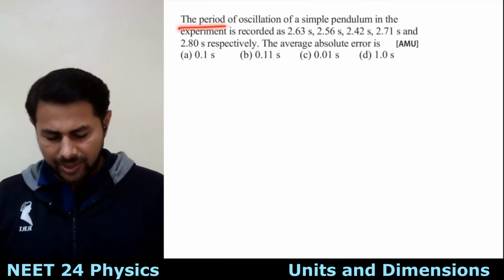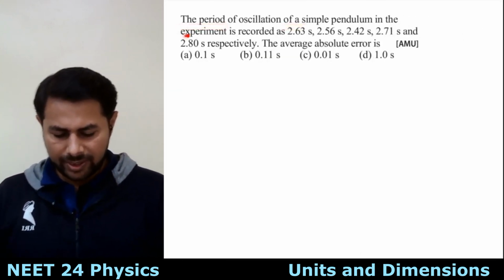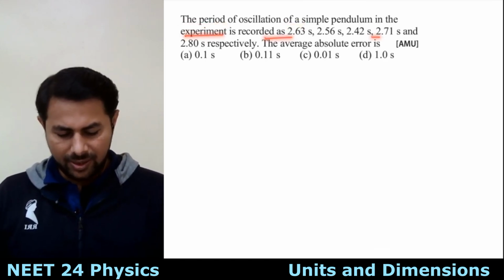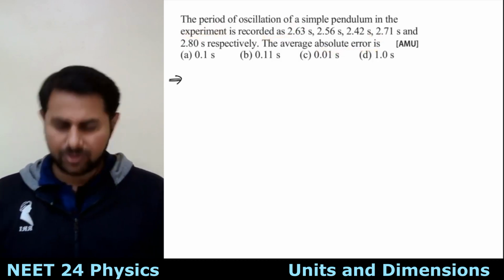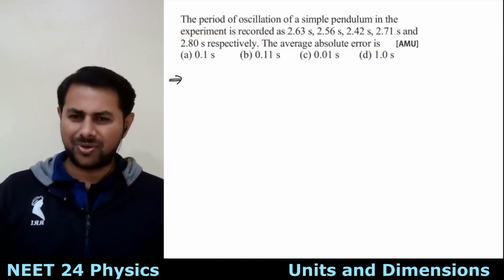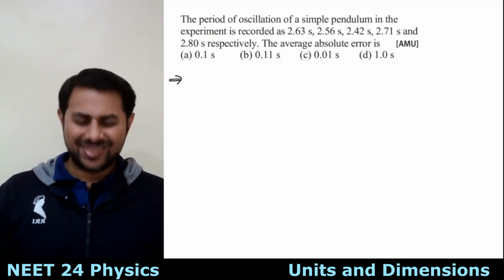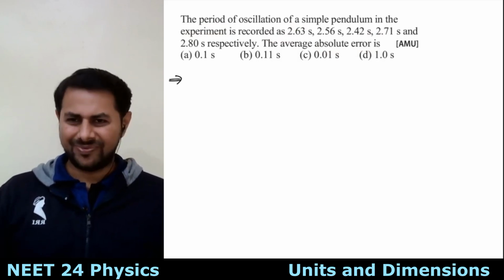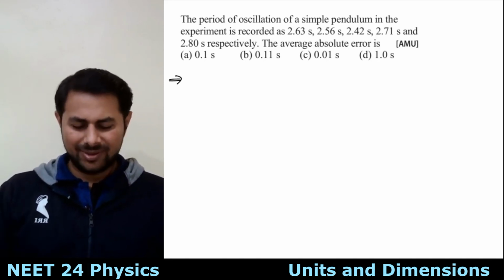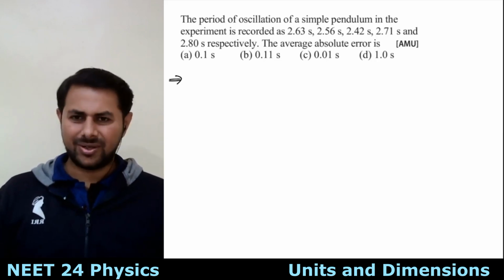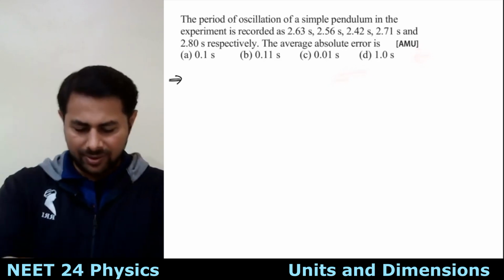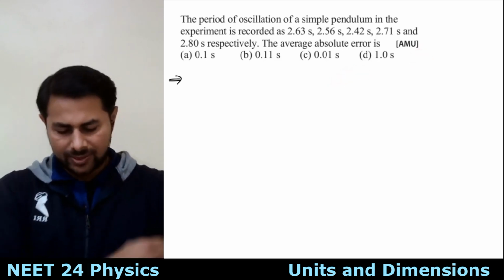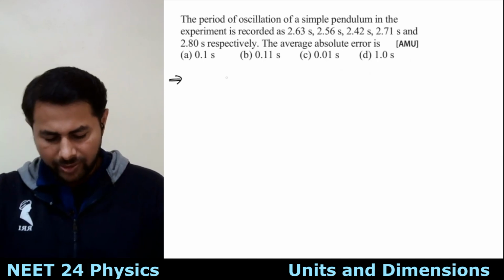Next one, the period of oscillation of a simple pendulum in the experiment is recorded as this thing. The average absolute error is, tell me. Now this is the simplest of all possible questions, right? But this one is lengthy, that is the problem. So if you are running out of time, then keep this aside. If it's in the beginning, if you're doing it fast, do this one. This is sure shot, 4 marks, right? So tell me, what will you do first?